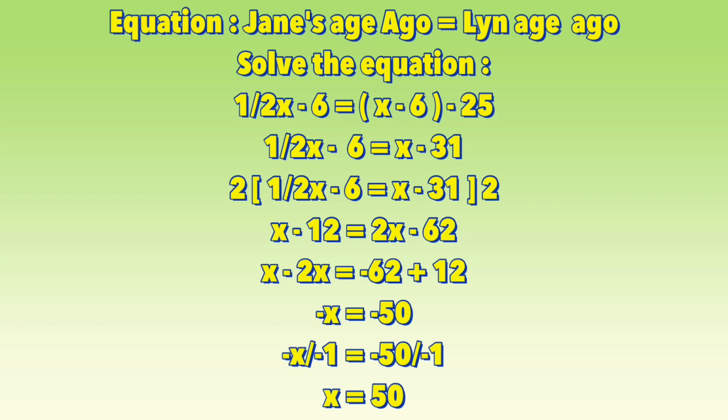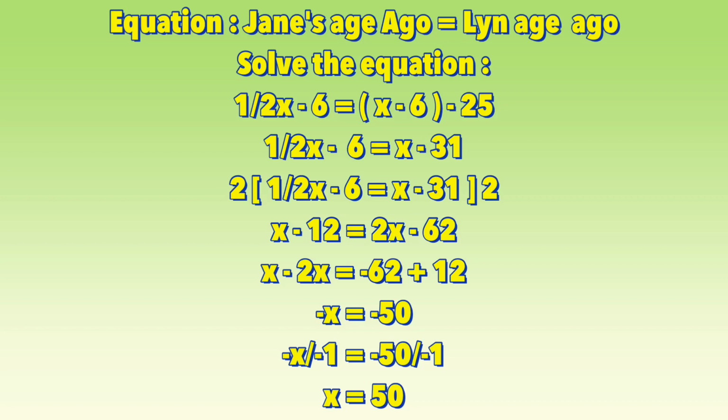So we're going to multiply both sides by 2 in order to eliminate the denominator of the fraction. Okay, 2 times 1/2 equals 1, so x. 2 times negative 6 equals negative 12, equals 2x, then negative 31 times 2, we have negative 62.